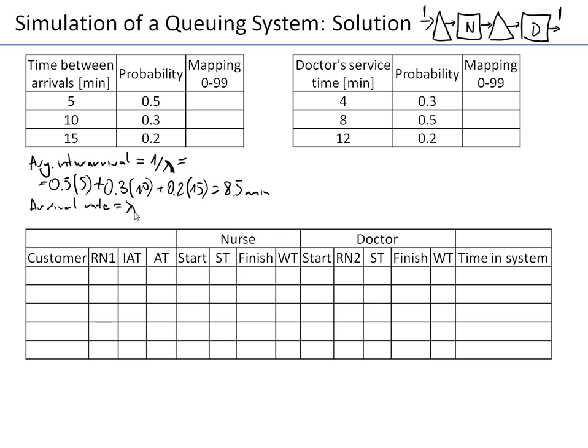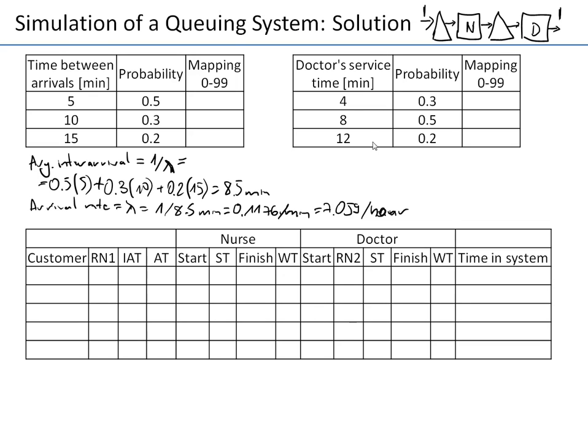Arrival rate, which is lambda, is 1 over 8.5 minutes. Now be careful with the unit here. If you do the computation, it is 0.1176 customers per minute, or if you like, it is about 7.059 customers per hour. So we know we should expect about 7 customers an hour. That's the arrival rate on average, right?